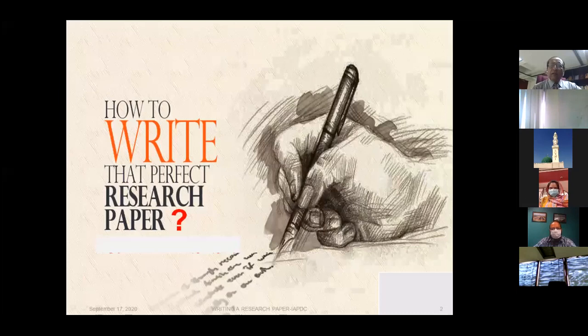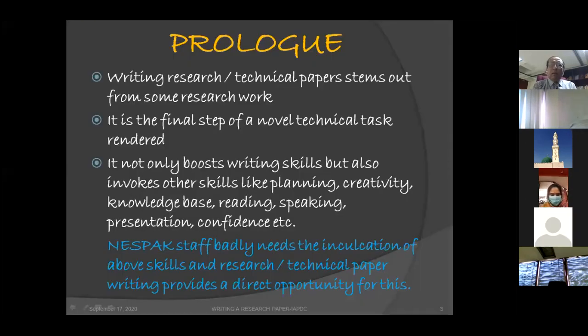Let's go by the prologue. Basically, there has to be some research work in the background, or some planning for the research has to be there. And that will become the reason for writing a research paper, sometimes also called a technical paper. There are some subtle differences. I'll throw light on that too during the course of my lecture.